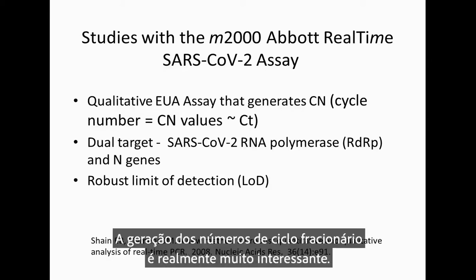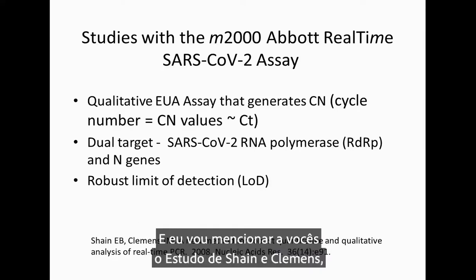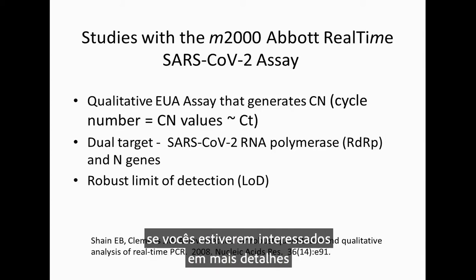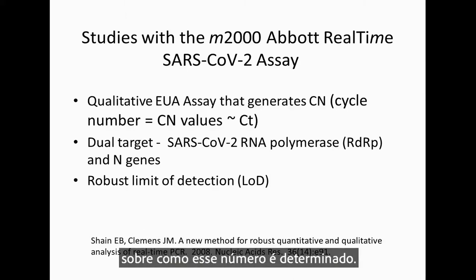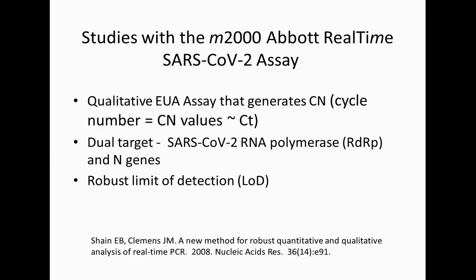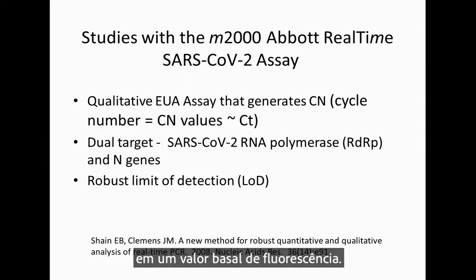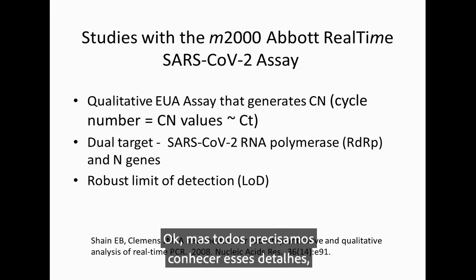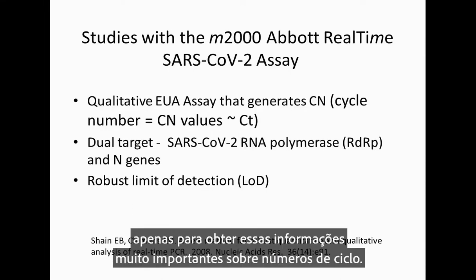The generation of the fractional cycle numbers is actually very interesting, and I'll refer you to the study by Shane and Clemens if you're interested in more details about how that number is determined. But it's a way to avoid some of the artifacts in fluorescent baselining. Okay, but we don't need to know those details, just that we get this very important cycle number information.